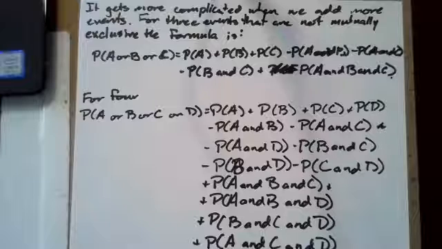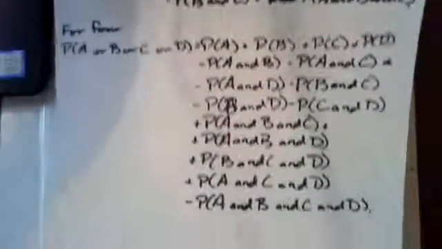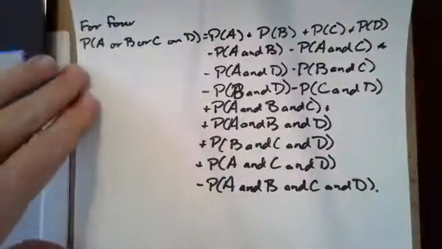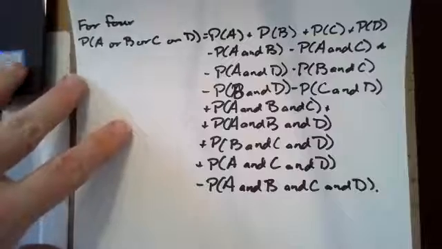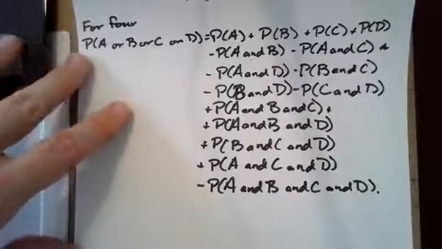When we were just using 2 events, that was 3 items. Adding this one, it becomes 7. Here is what we need for 4, and there are 15 of these. 15 pieces that we have to put together in order to figure out the probability of 4 non-mutually exclusive events.